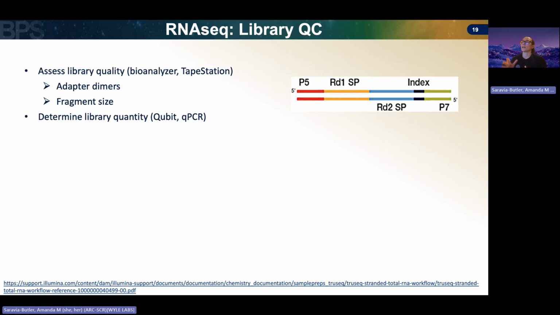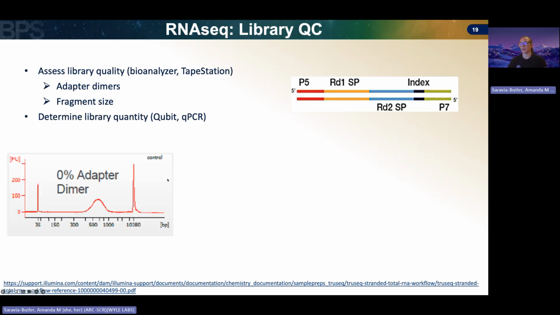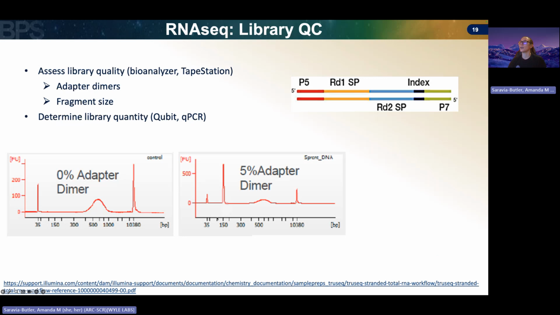And just to reiterate, in addition to looking for adapter dimers and fragment size, remember you also want to quantitate your library so you know how much to load on your flow cell. And so here, as a reminder, this is what 0% adapter dimer looks like in your Bioanalyzer or TapeStation trace. Your peak here, no adapter dimer. These represent your low end and your high end markers. This is what 5% adapter dimer would look like. Again, here's your library peak, low end, high end markers.